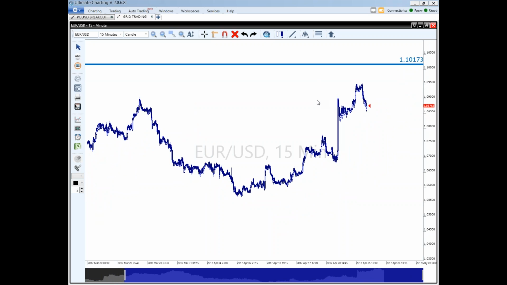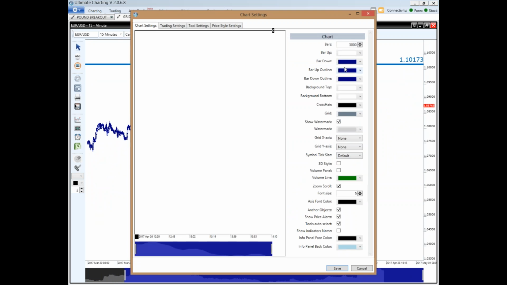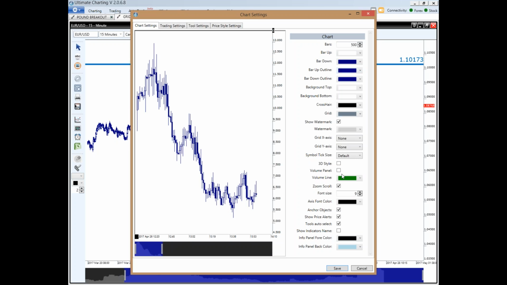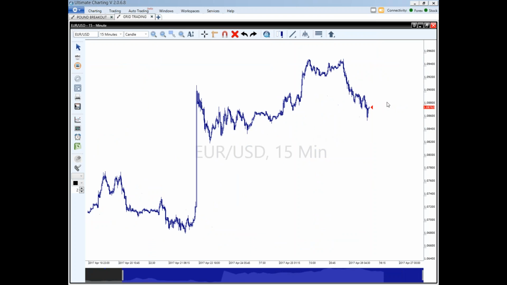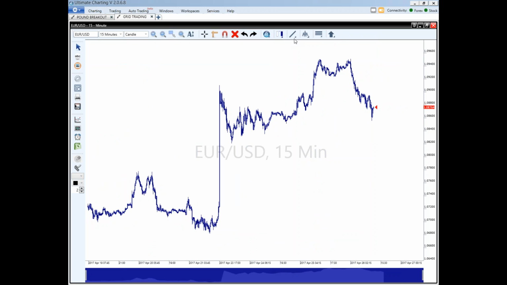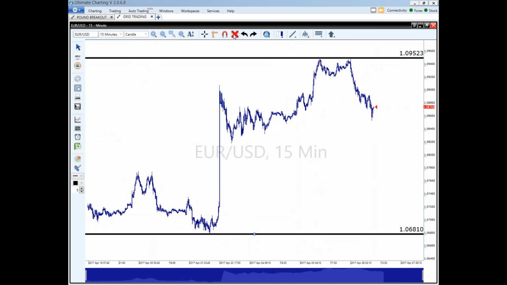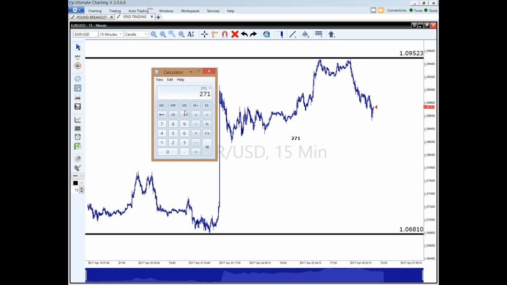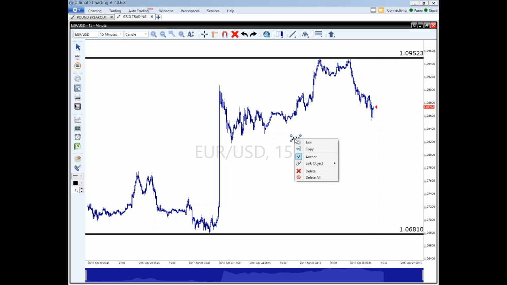So what do we do here? Let's go ahead and put the grids on here. And there's 500 bars of memory right there, so what I'm going to do is compress my charts. This is the highest point of the chart right here, and this is the lowest point of the chart right here. So by doing the measurements, we can see that this is a 271 pip area where we take 271 times 3, divide that by 2, divide that by 10. 40 pips is the grid distance between levels.